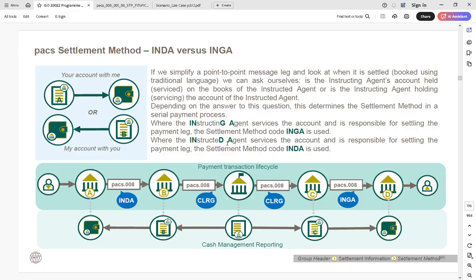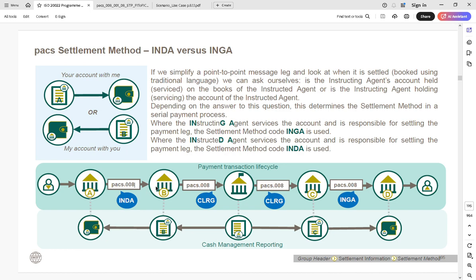Okay, first of all INGA, and then INDA, where the instructed, meaning the last letters D and A, agent services the account and is responsible for settling the payment leg. It depends on who is receiving, the instructed agent, and who is instructing, the instructing agent, depending on who is doing the servicing. Based on that, whether it is INDA or INGA depends totally on that here. Where the instructing agent services the account and is responsible for setting up the settlement, or the instructed agent services the account and is responsible for setting up the payment leg.